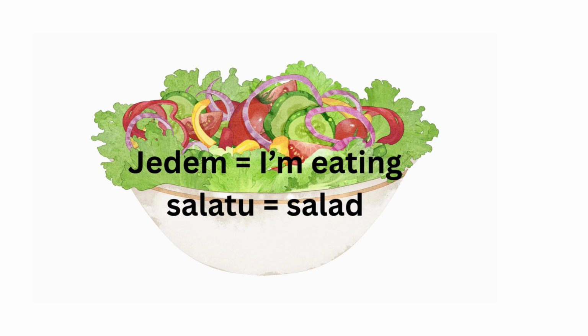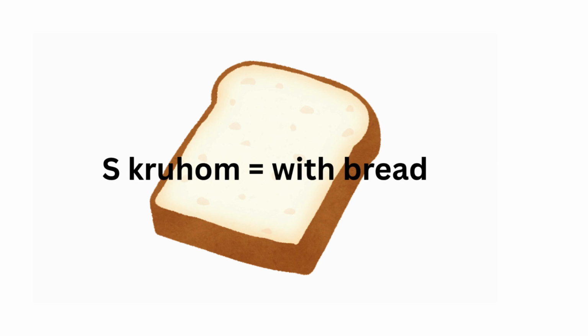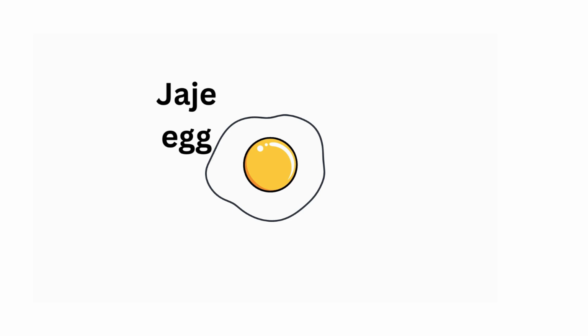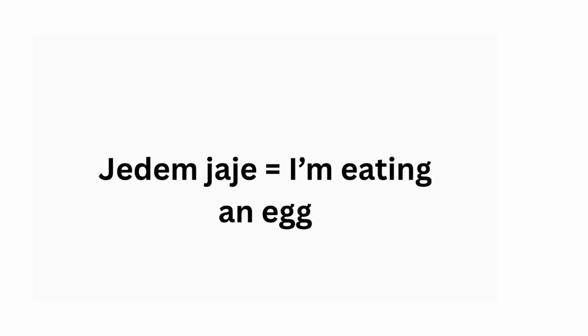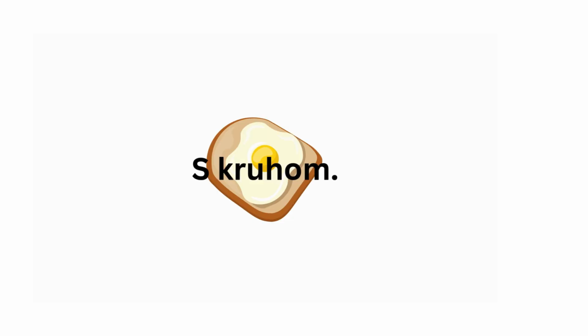Jedem salatu, I'm eating salad, s kruhom, with bread. Jaje, egg. Jaje is an egg, it's neuter. Jedem jaje, I'm eating an egg, s kruhom, with bread.